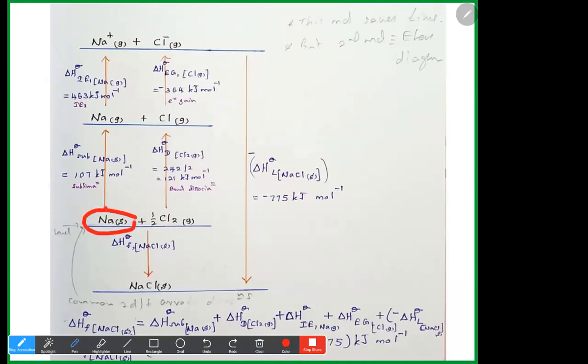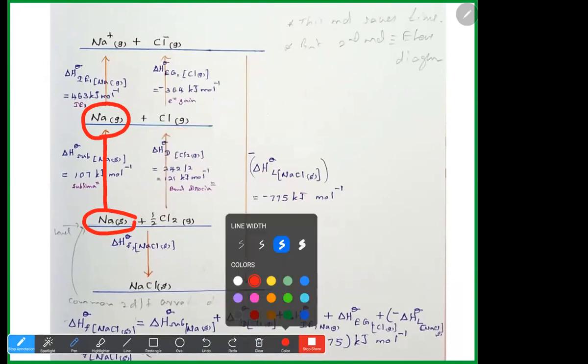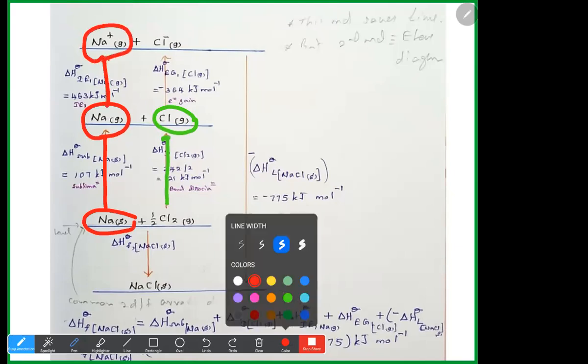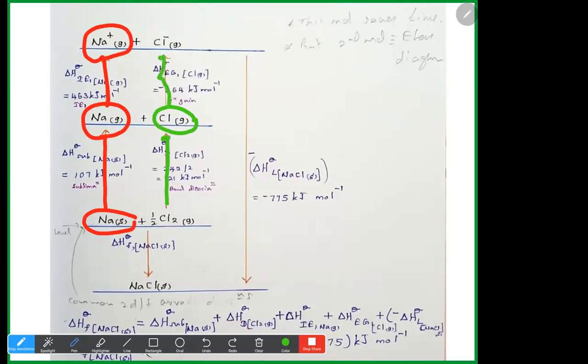Sodium solid has to go to sodium gas, sublimation. Chlorine half is going through dissociation to get chlorine gas. I'm going with two different colors so you can understand easily. Chlorine dissociation, that is going to chlorine gas. Sodium gas is supposed to go on to this sodium plus gas, ionization. Then chlorine is supposed to go through this Cl minus through electron gain. These two together have to make sodium chloride.